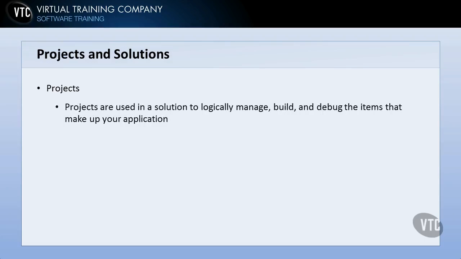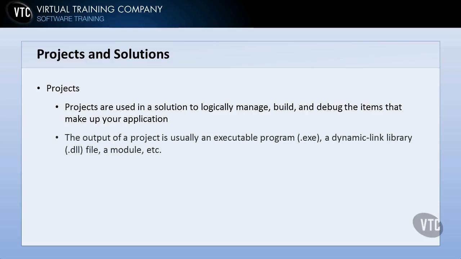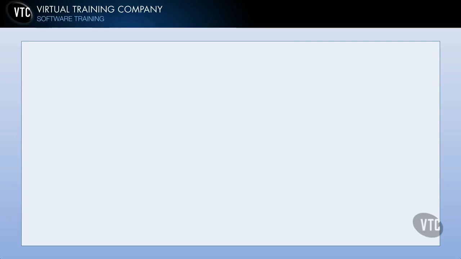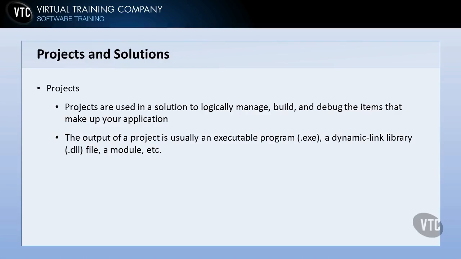Now, projects are used in a solution to logically manage, build, and debug the items that actually make up your application. A better way to say that is the output of a project is usually an executable program when you build it, a dynamic link library file or a DLL, a module or other type of file that you can create, depending on how you're building it, that a project turns into. So the bottom line is, if you have two projects, you can generate two executable files and they can interact. So that's the bottom line on projects and solutions.